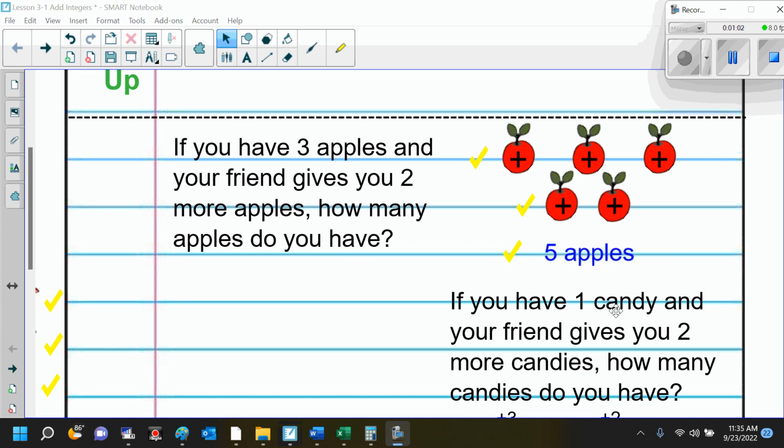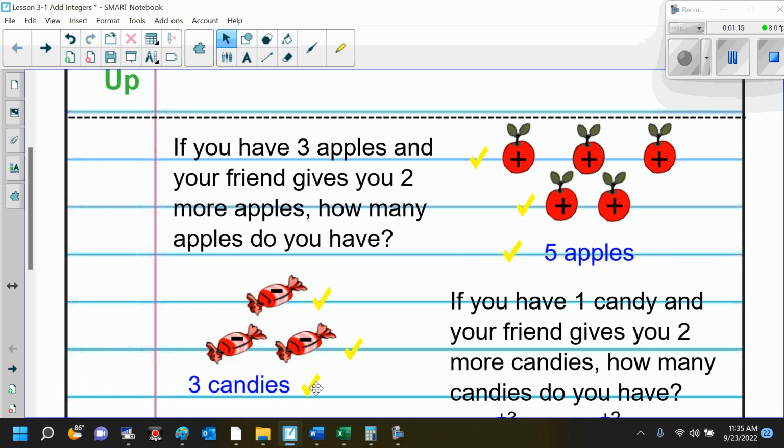Here, if you had 1 candy, and your friend gives you 2 more candies, how many candies do you have? 3 candies. Is everybody clear? Now, what else do you notice on these apples and candies? Pluses and minuses. The pluses are the positives, and the minuses are the negatives. So, keep in mind, please listen.